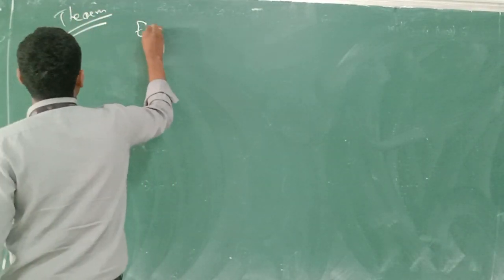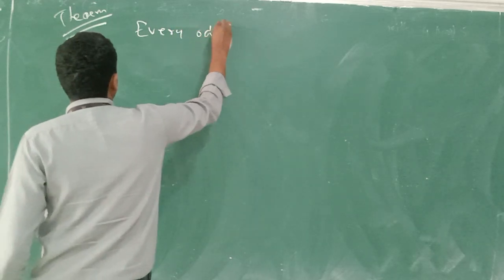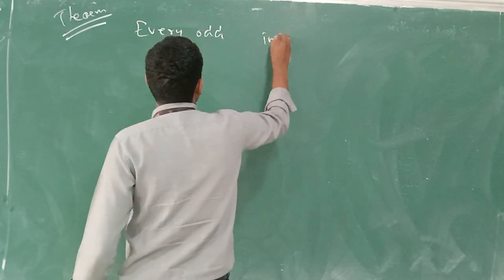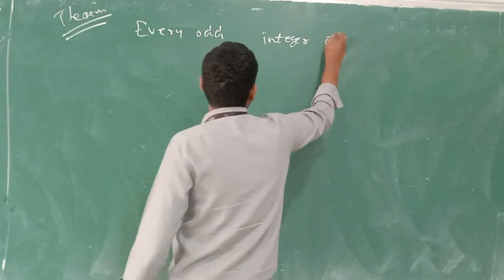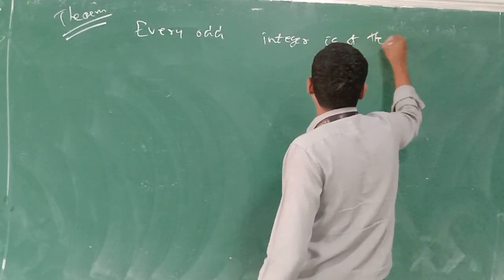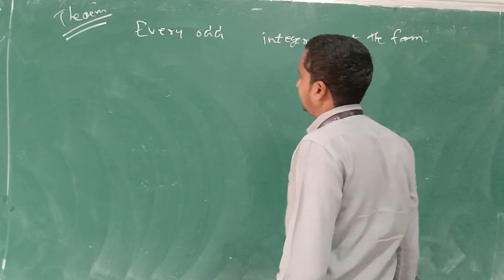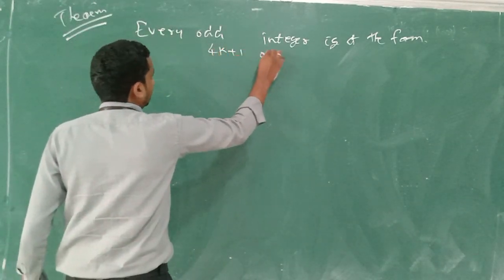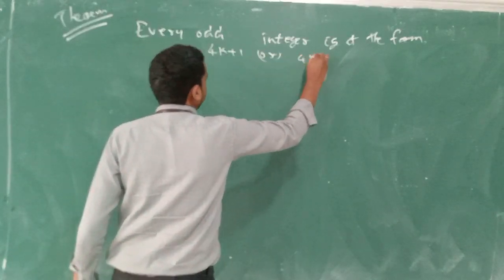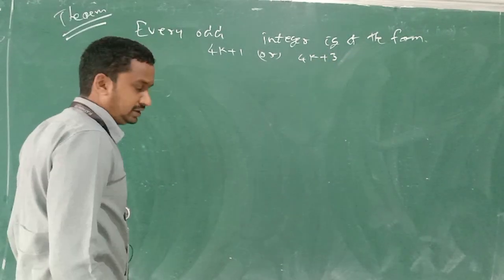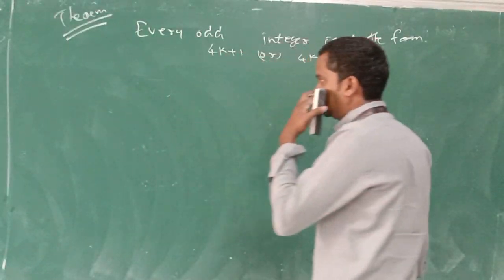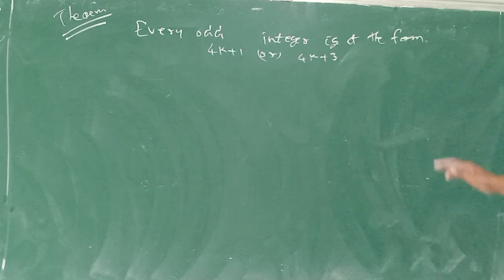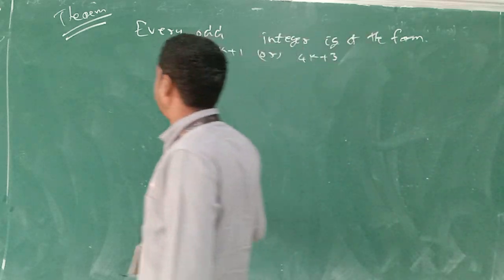Theorem statement: every odd integer is of the form 4k plus 1 or 4k plus 3. Okay, first, write the proof.